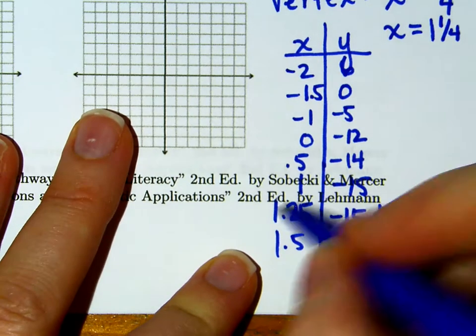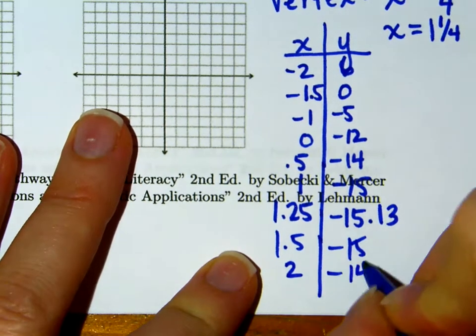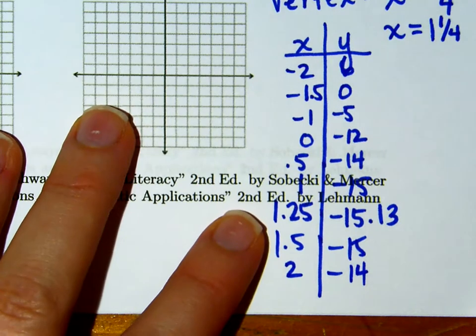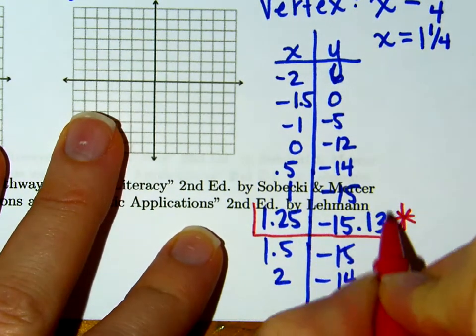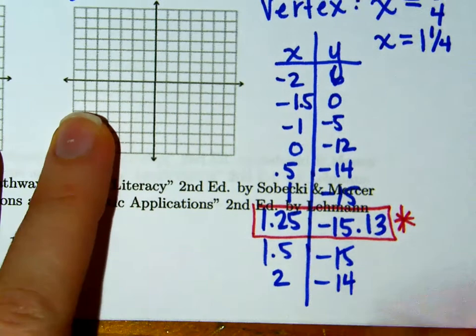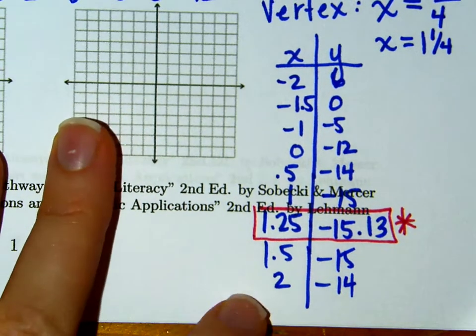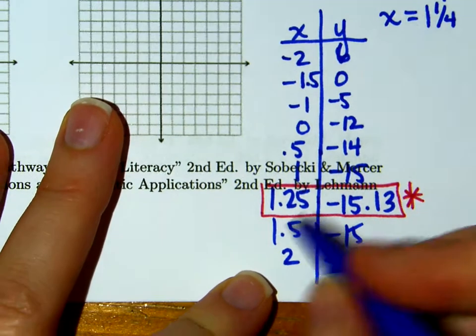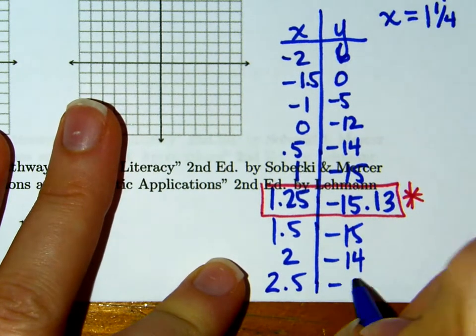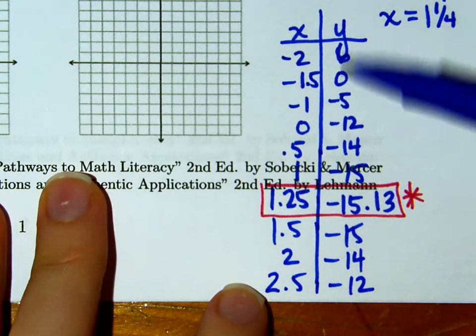So just to give some symmetry here, and notice here's the vertex, the center of our image. And then around it, we're seeing this symmetry happen. 2, I bet 2.5 is -12. And then it bounces back. Yep.